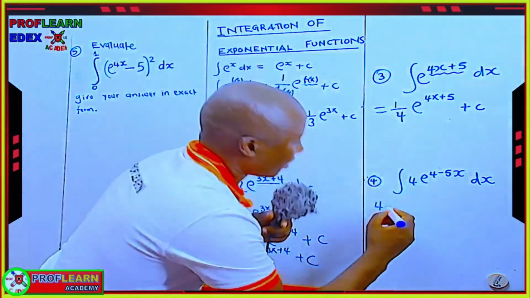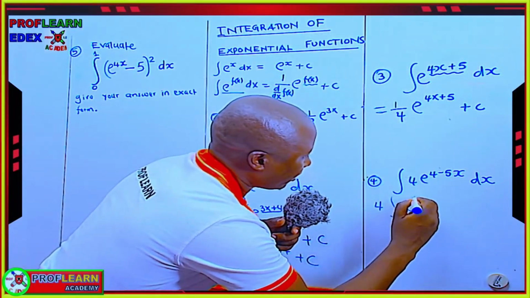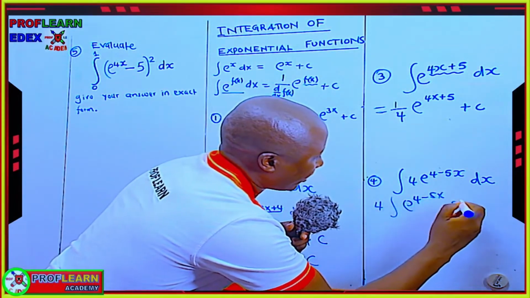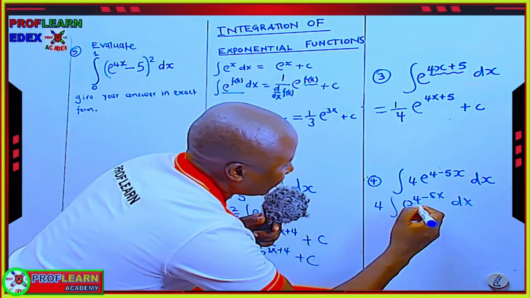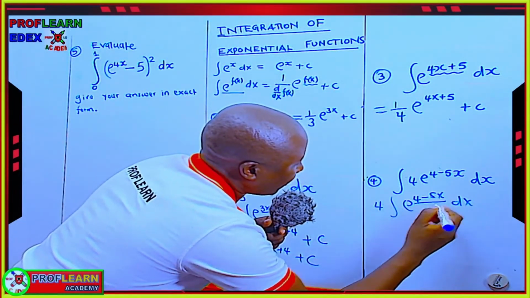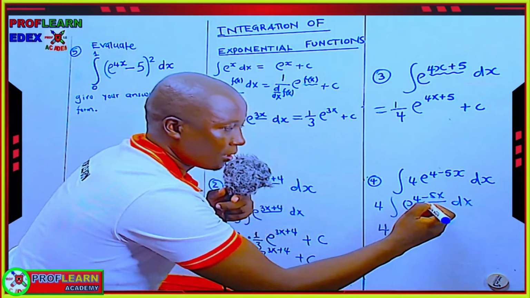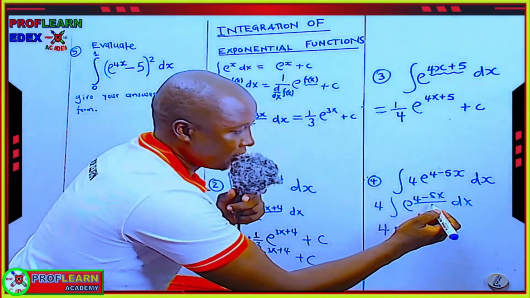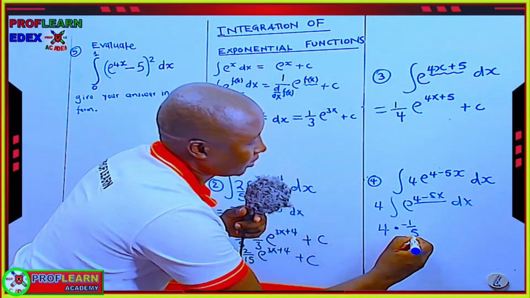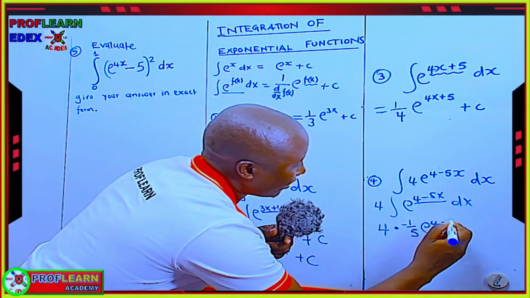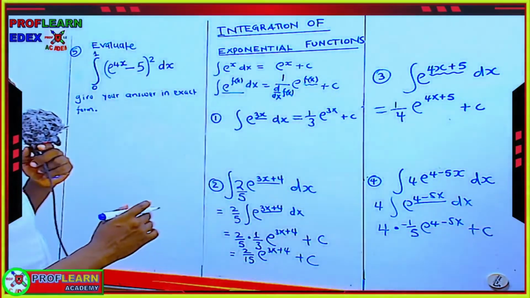And this one, we can take the constant out of the integral. We remain with e to the power 4 minus 5x with respect to x. And then that means that integrating this, we are going to differentiate this first. Differentiating the power, we are going to get negative 5 here. And that will be negative 1 over 5, right? Then e to the power 4 minus 5x, then plus c. And then we are done with that.